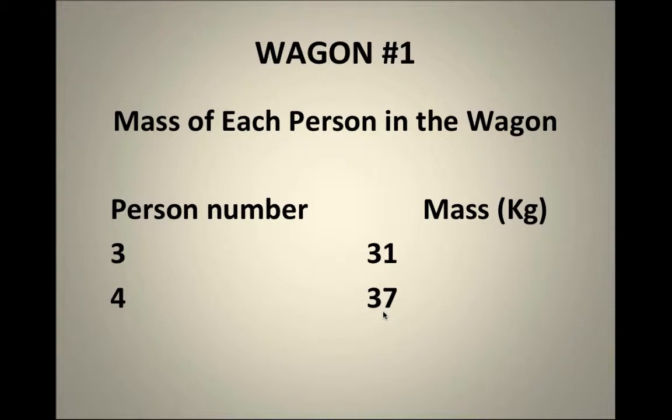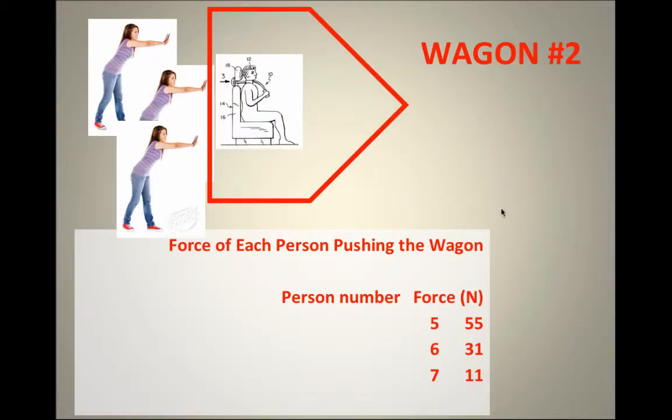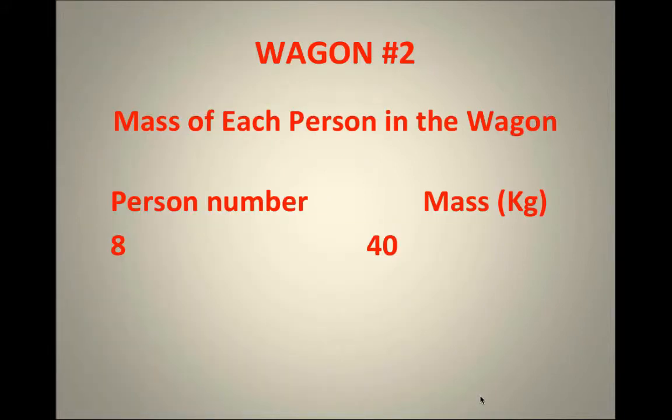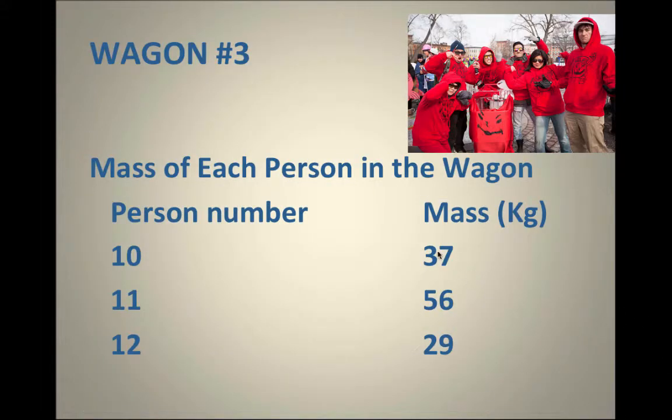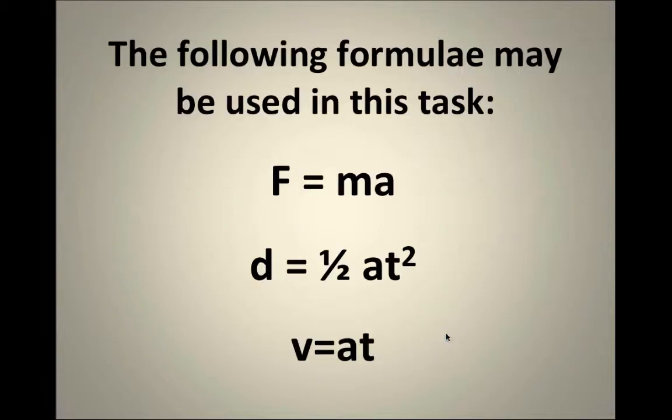Total mass 68 kilograms. Okay, wagon 2, 3 people pushing. These are their forces. You're going to add them together to get the total force the wagon's being pushed with. 1 person, mass 40. That's your mass. Wagon 3, 1 person pushing, strong guy, force of 80 newtons. That's your force. 3 people sitting. These are the masses. You're going to have to add them together to get your mass.